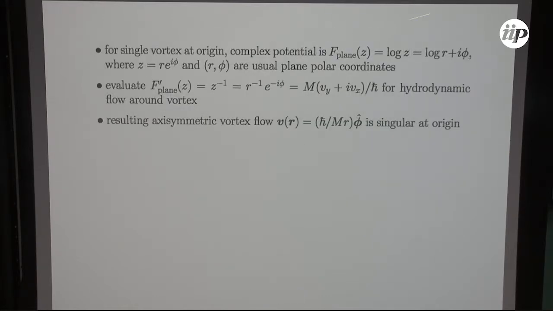Now, a single vortex in a plane is just log z. You can write z equals r e^(i phi). If you take the first derivative, you just get 1 over z. And that, of course, with a little bit of algebra, gives you the usual circulating superfluid velocity in circles, and it's singular at the origin.